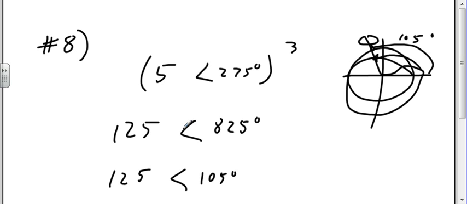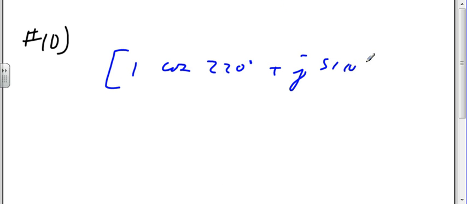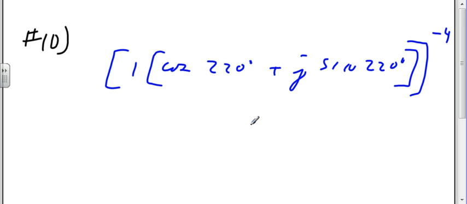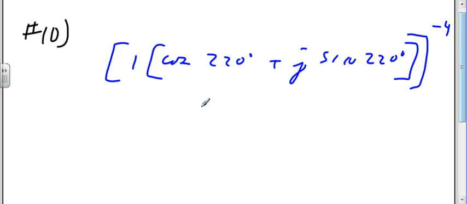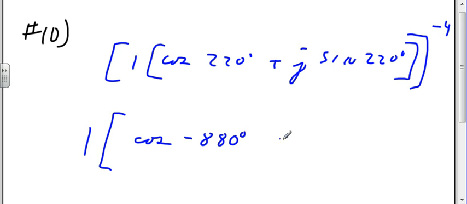Well, 10 looks different. I guess we'll do 10. Because it's different, we'll have to change the color of our pen. 1 cosine 220 plus j sine 220, to the minus 4. Well, 1 to the minus 4 is just 1, so I wouldn't have to write it down, but I'll write it down. And then 220 times minus 4 is minus 880, so that'd be cosine minus 880 plus j sine minus 880.